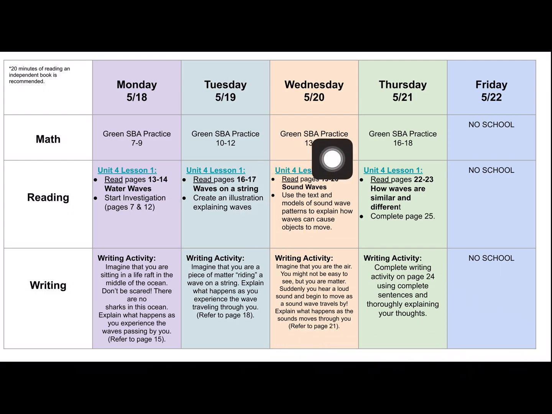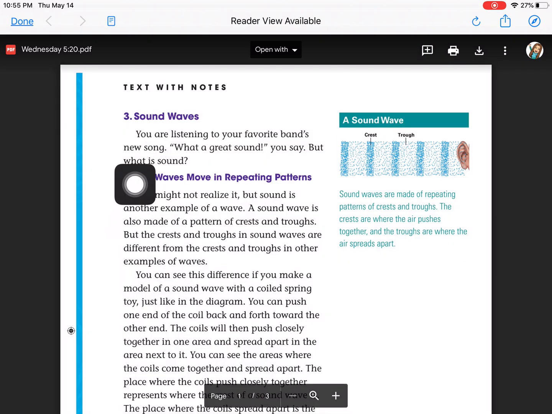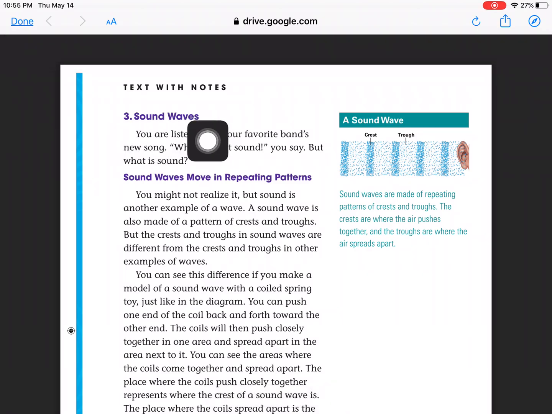So we click on our link here, and it will take us to our PDF of the story. Being patient. There it is. So here's our text with notes. Today we're talking about sound waves.